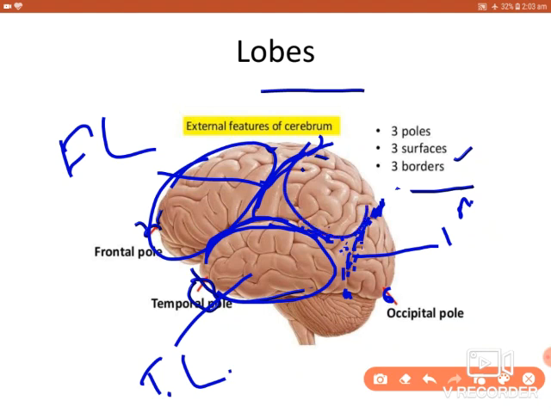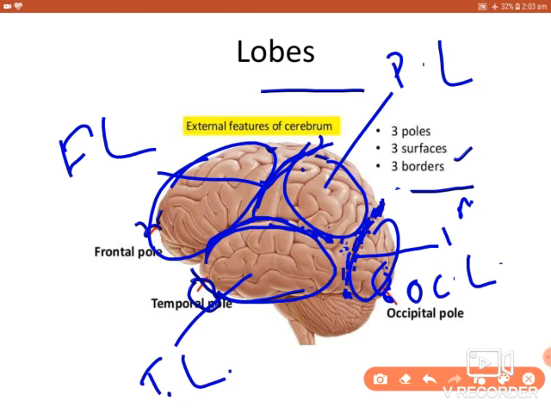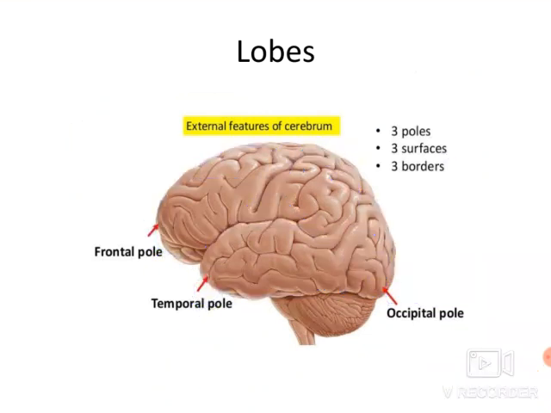This area here is the parietal lobe, between the central sulcus and this first imaginary line. Then behind the first imaginary line, this area forms the occipital lobe. So this is the frontal lobe, this is the temporal lobe, this is the parietal lobe, and this is the occipital lobe. Four lobes of the cerebral hemisphere. So that's about the external features.